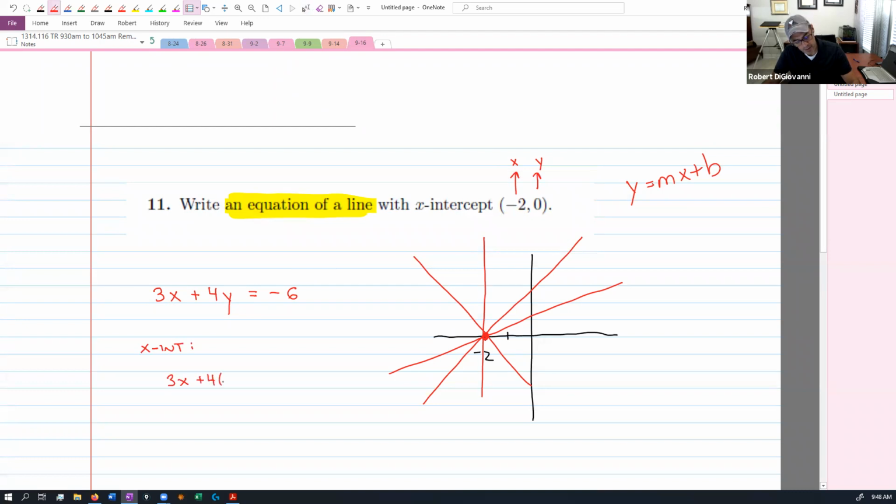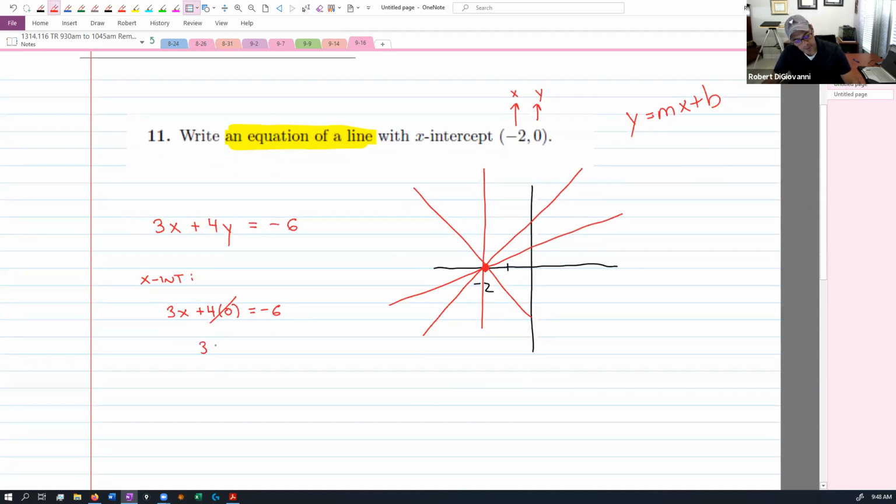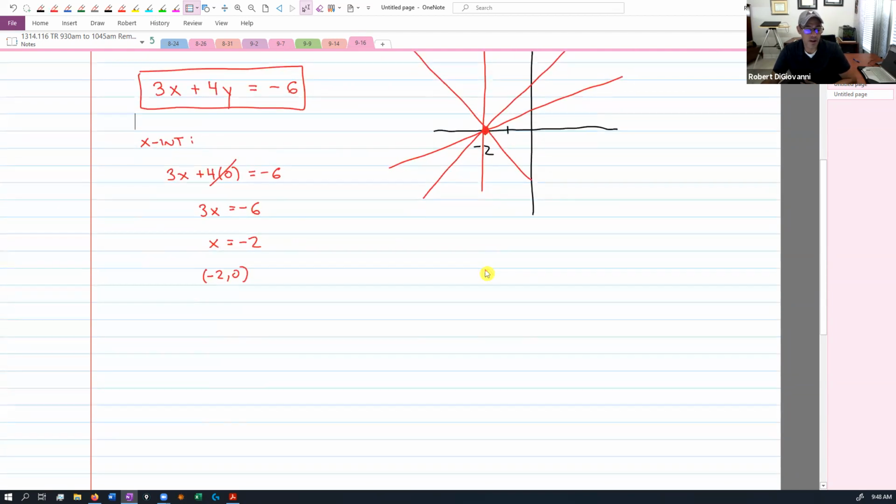Set y to 0, right? That would go away. You would get 3x equals -6. And so x, if we divide both sides by 3, would give you -2. And so I have an x-intercept of -2, 0. So this is an example of a line that would have that x-intercept. That's my answer, okay?